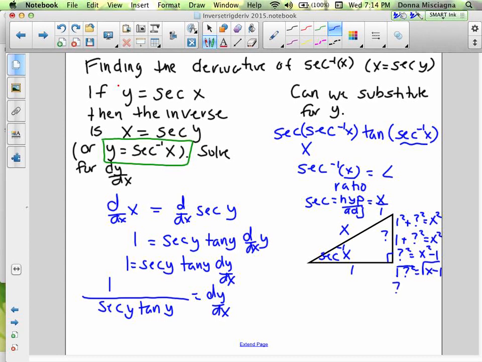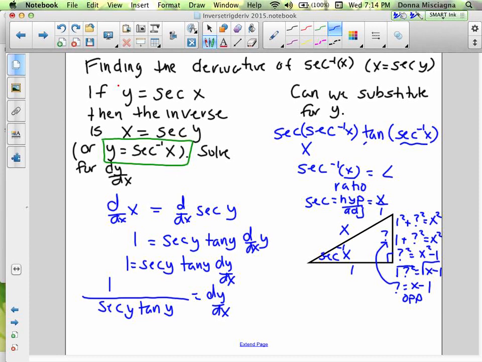So the question mark here is x minus 1. That is the adjacent, and that is the opposite side. So now we've used the arcsecant to label our triangle. Now we can step back a moment. We worked from the inside, with the arcsecant.